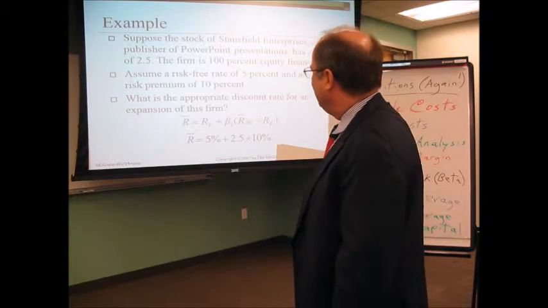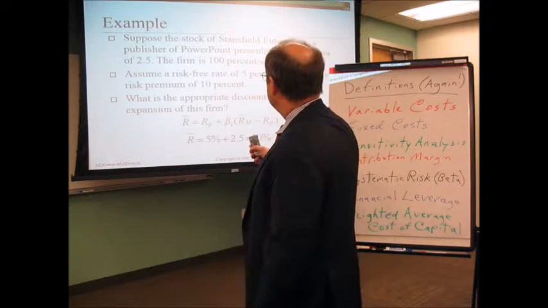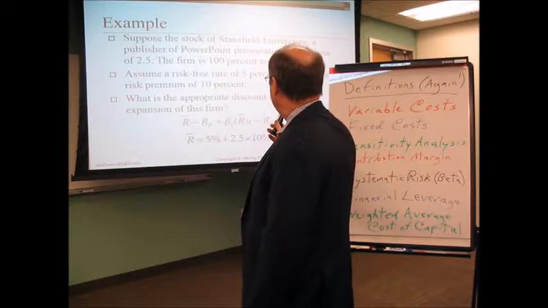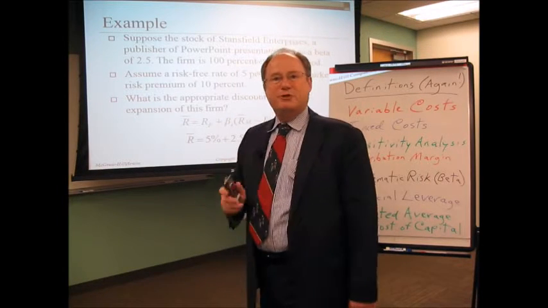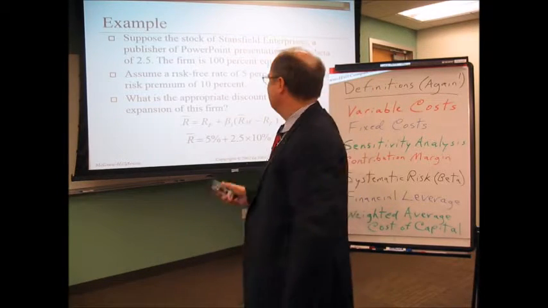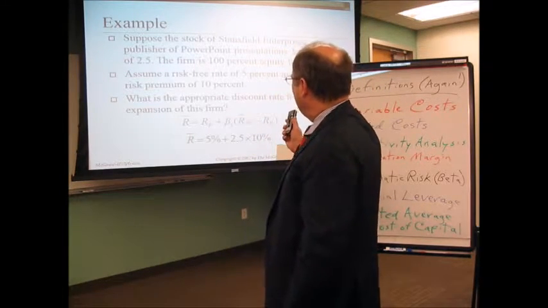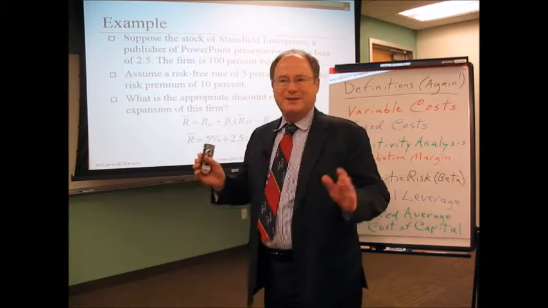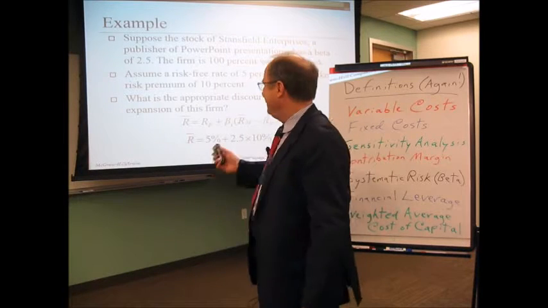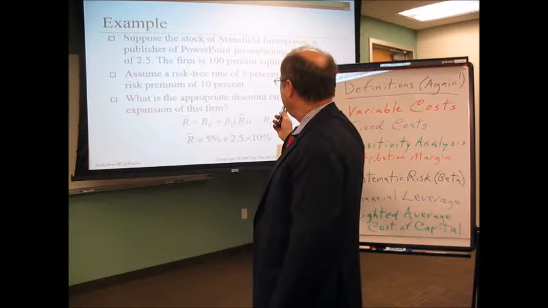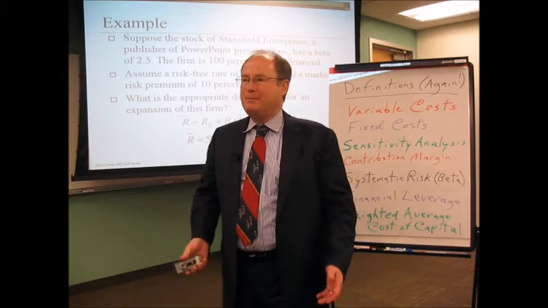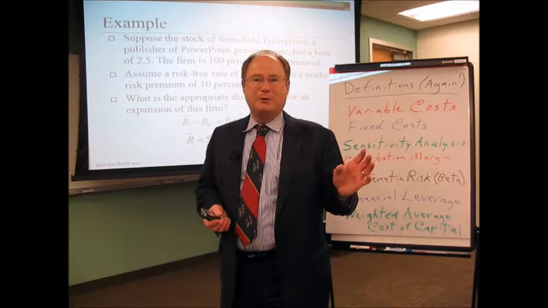The example that we give here is a company called Stansfield Enterprises. It's a publisher of PowerPoint presentations. It has a beta of 2.5, so it magnifies the movements in the market. If the risk-free rate were 5%, again, this was done a few years ago and Treasury bills were paying a little bit more. If you assume the risk-free rate is 5% and the market risk premium is 10%, that means if the company were issuing debt, it would have cost 10%.